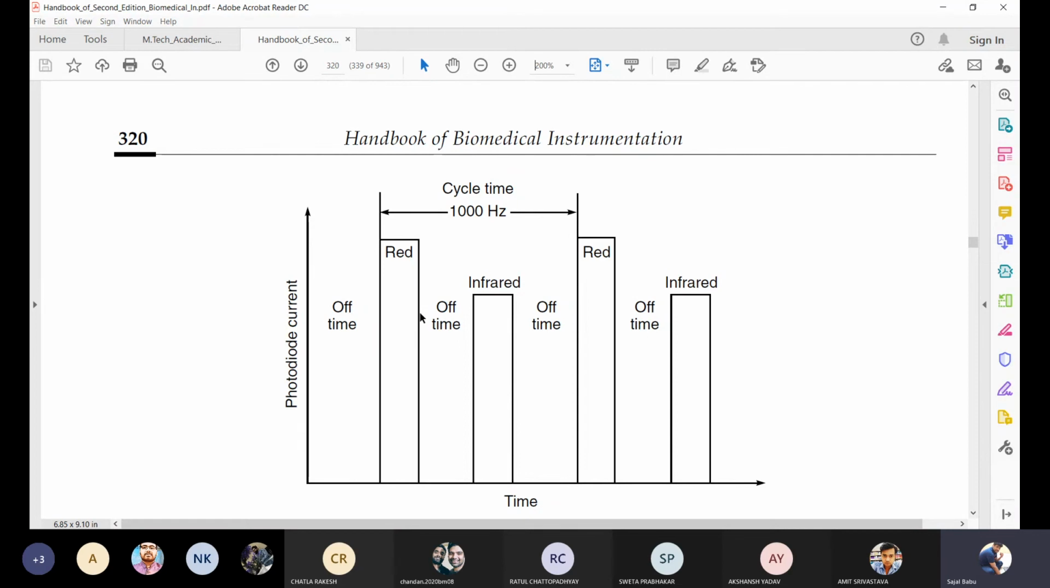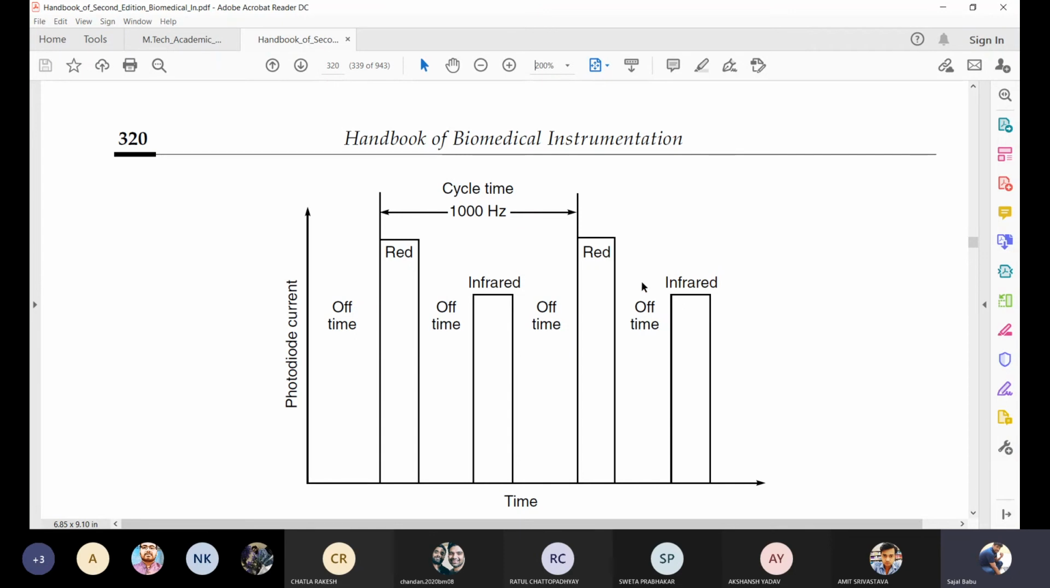First the red light will be emitted, and then there will be some off time so that the detector can receive the red light and store the value. And then the infrared light will be emitted, and then again for some time it will be turned off so that the detector gets sufficient time to detect the infrared light that it has received. And then after one cycle it will compute the amount of red light and the amount of infrared light it has received, and then it will give the reading.